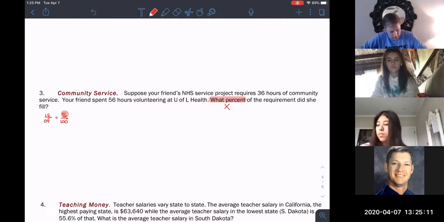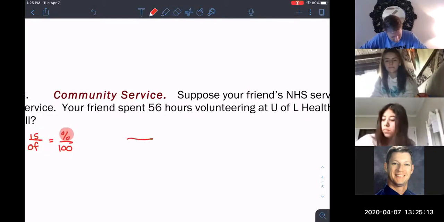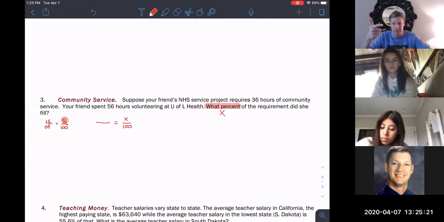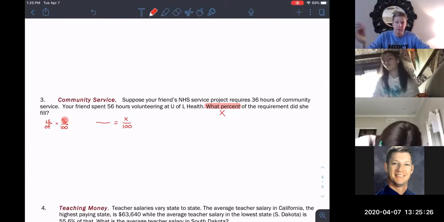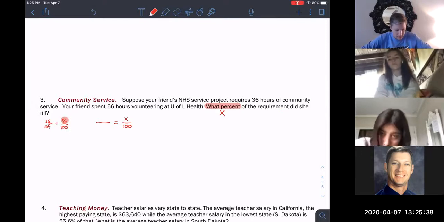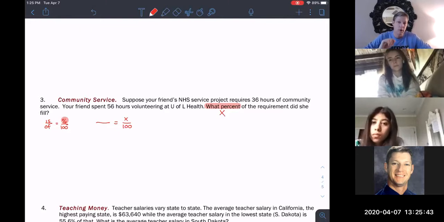All right, so I know it's going to be some number over some number there and equals x over 100. Now we just have to fill in the is number and the of number. And remember, those are shortcuts. What it really means is the part out of the whole thing. And this is a tricky one. I wanted you to think about this one because it says, suppose your friend's NHS service project requires 36 hours of community service. Your friend spent 56 hours volunteering at U of L Health. Okay, which one of those is the total needed for the service project?